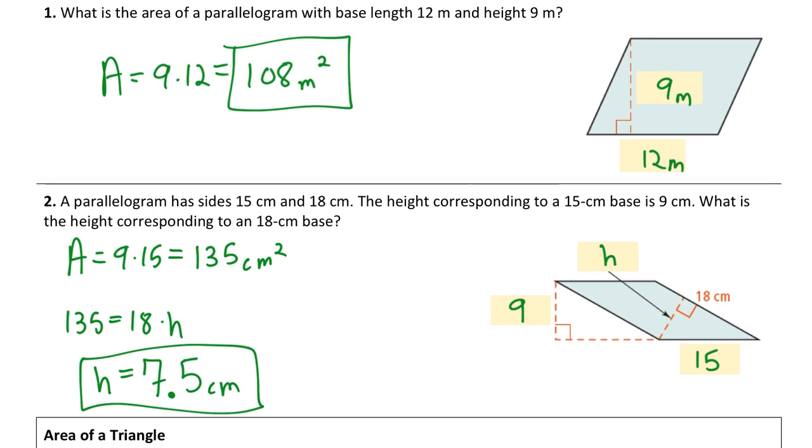In number 2, we know a base and a height that correspond to each other. 9 and 15 are a base and a height that correspond to each other. We know a different base could be 18, but we don't know the height that corresponds to a base of 18. So we use the 9 times 15 to find the area, and then we use that area formula to do the area divided by that base to get the missing height. So that's why the height is 7.5 for a base of 18.